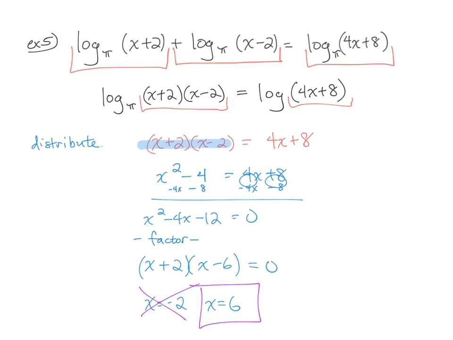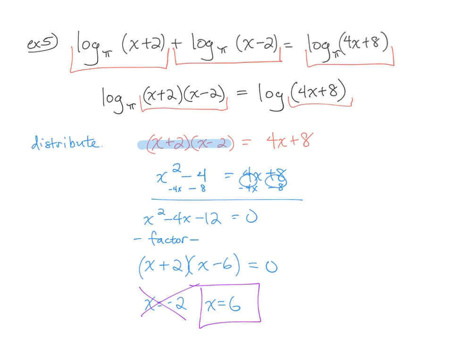Okay, here it is. We have x equal to 6. So what did we do here? Condense the logs, check. Set the arguments equal to each other, check. We have to distribute this left side to be x squared minus 4, check. We had to subtract 4x and 8 from both sides, so this would have been x squared minus 4x. Combine these two, minus 12 equals 0, check. Factor this expression, yep. Set each factor equal to 0 and check our answers.